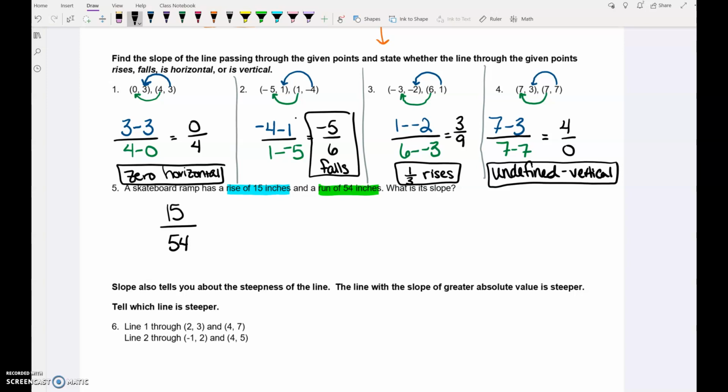So you can either simplify it by hand by finding something that you could divide out of both of these, or grab your calculator, 15, ABC button, 54, hit enter, watch it reduce. If you have a graphing calculator, 15 divided by 54, math button, enter, enter. This should reduce to 5/18. The slope of the skateboard ramp is 5/18.